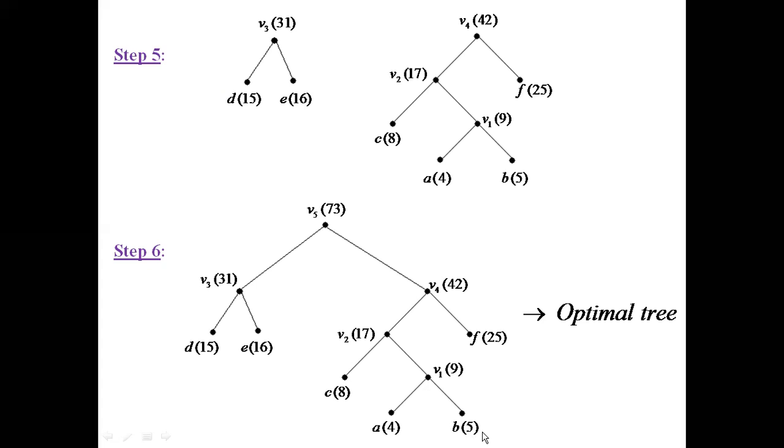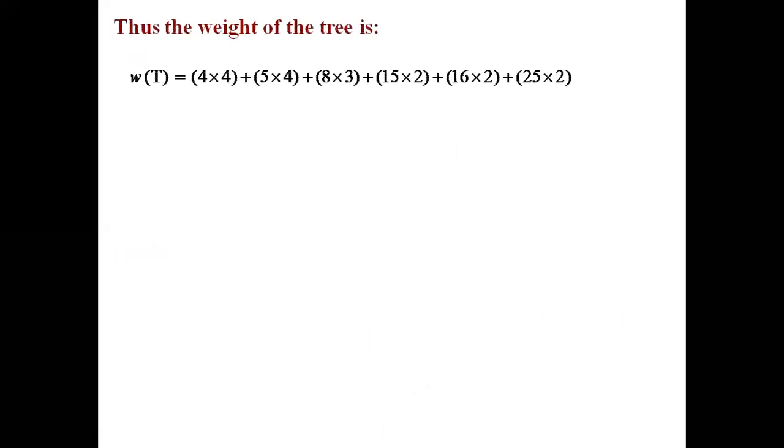So 5 into 4. The vertex C is in the third level. It has weight 8. So 8 into 3. We have to sum up all these. Vertex D is in the second level. It has weight 15. So 15 into 2. Vertex E is in the second level. It has weight 16. So 16 into 2. Similarly for the vertex F, which is also in the second level, having the weight 25. So 25 into 2.